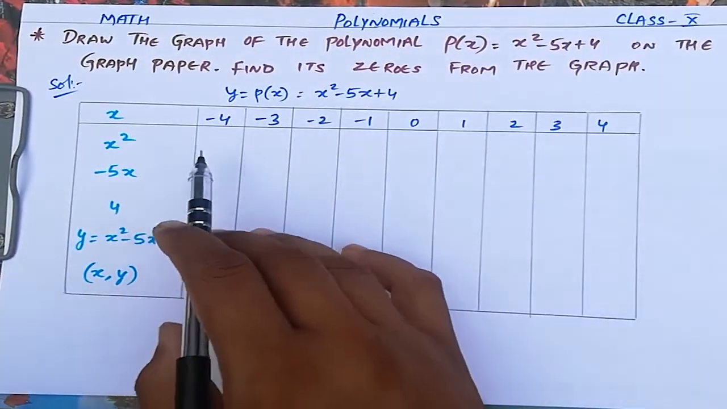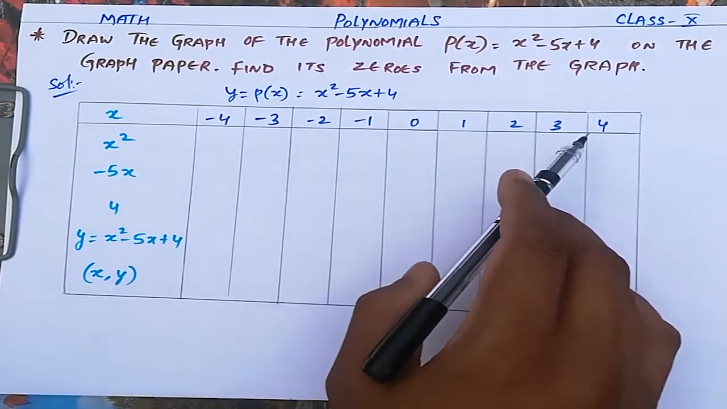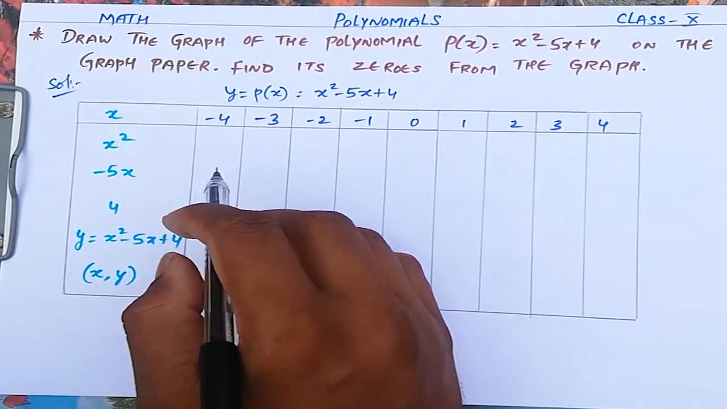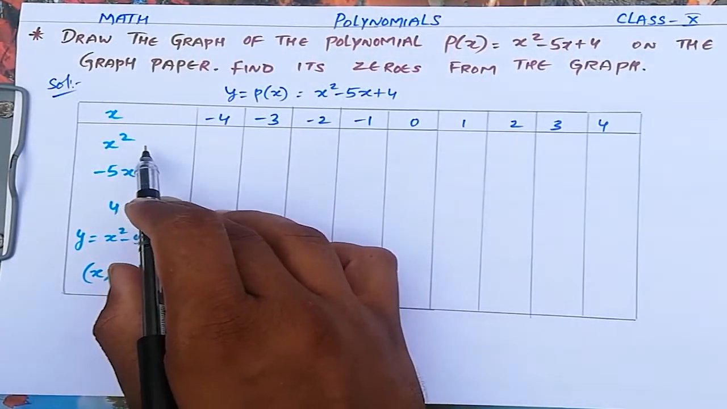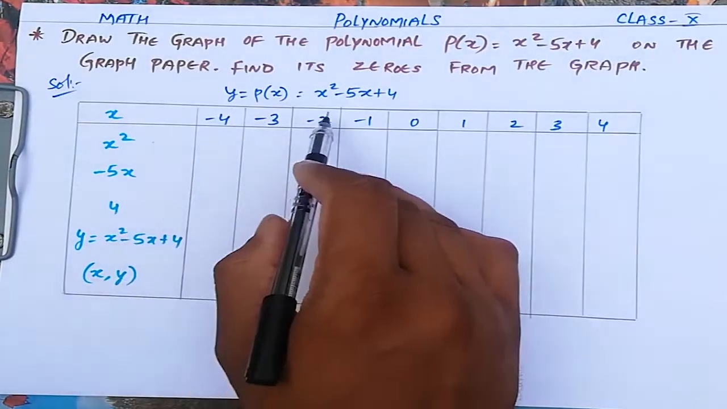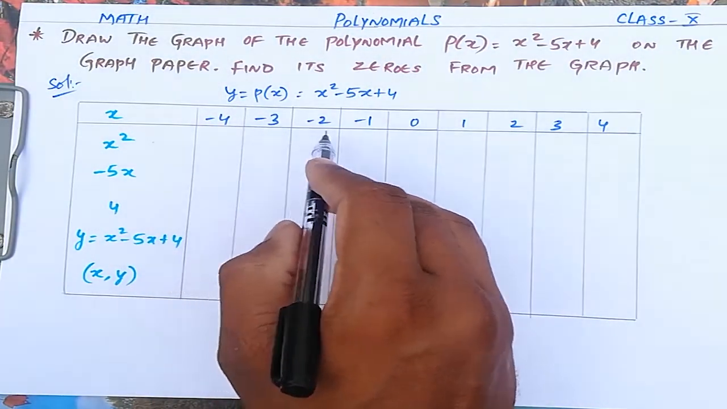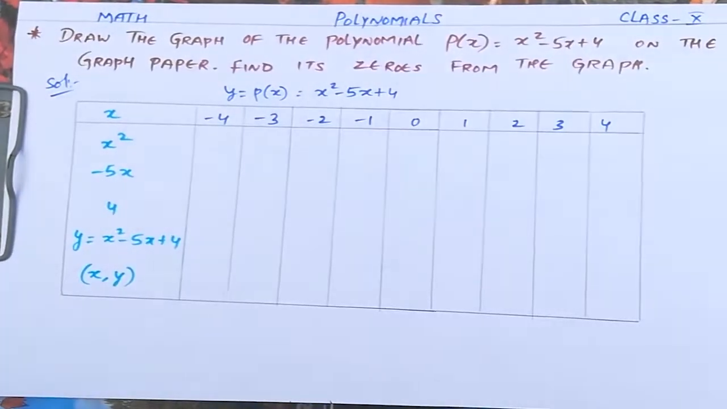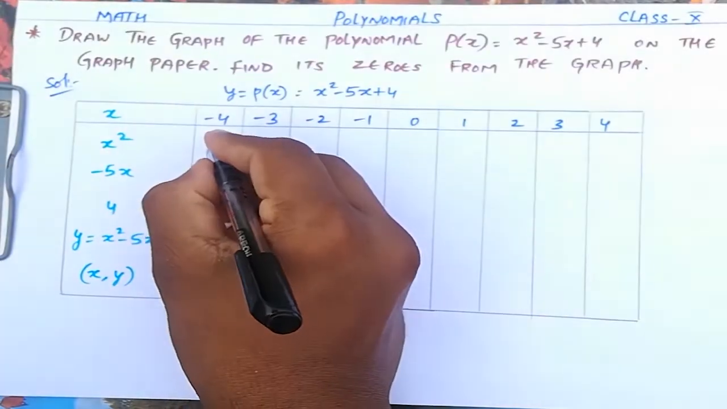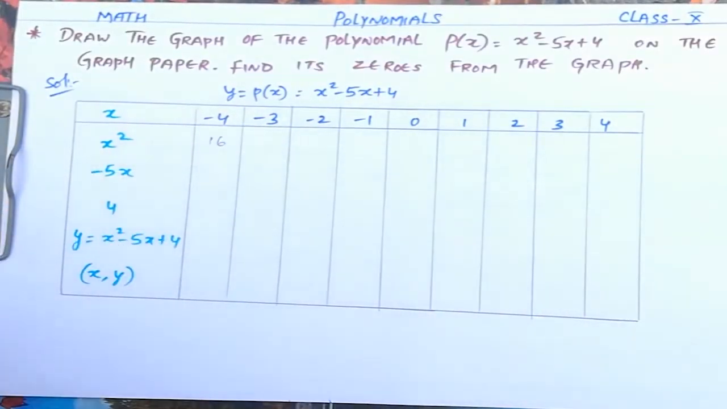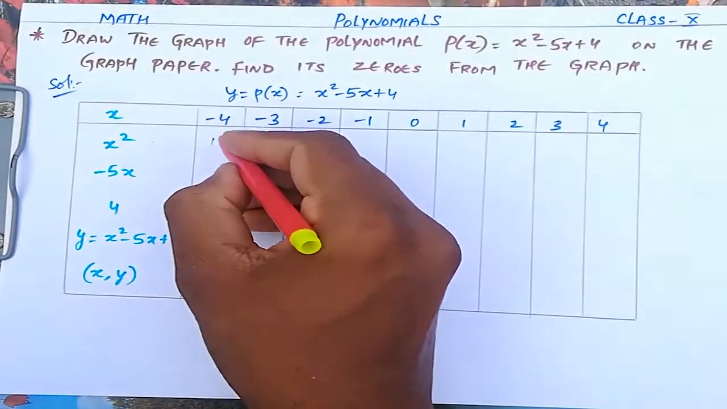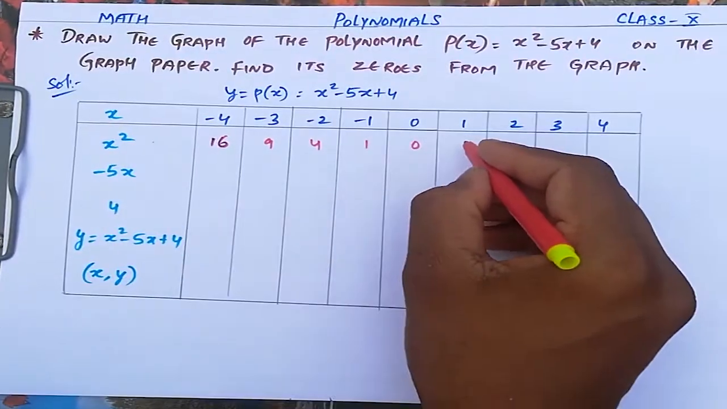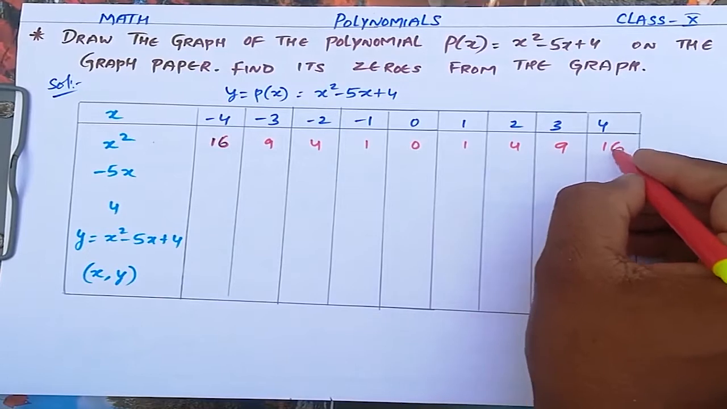Again I have drawn the table with minus 4 to plus 4 values. You may take minus 5, minus 7, that is your wish. First term is x square, then minus 5x, then 4. So we have written the x values, then we will write the x square term. Minus 4 square is 4 square, which is 16. This is 9, this is 4, this is 1, 0, 1, 4, 9 and 16 again.